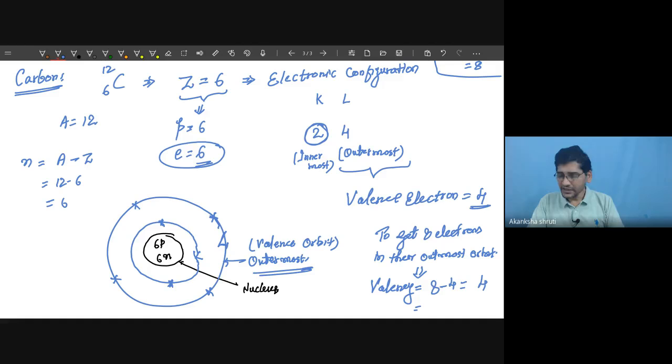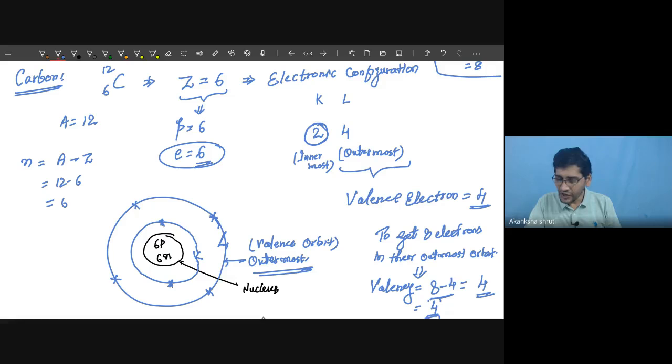In that case, how many electrons are in the outermost orbit? Still it is 4. Even if it wants to lose or gain, it needs to lose 4 electrons. If it needs to gain, then it needs to gain another 4. How much gain is required to become 8? 8 minus 4, it is this 4. How much shall it lose? By the way, if possible, then also the outermost 4 electrons.